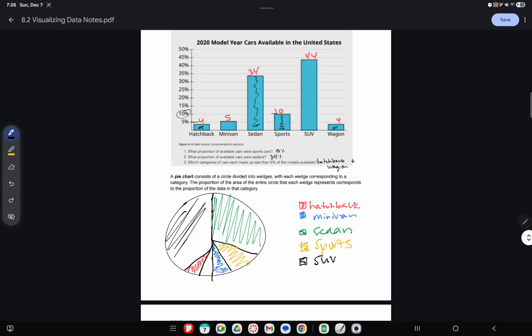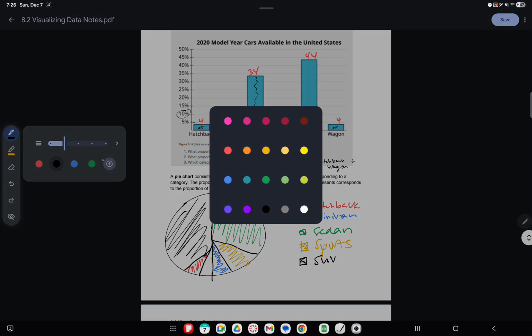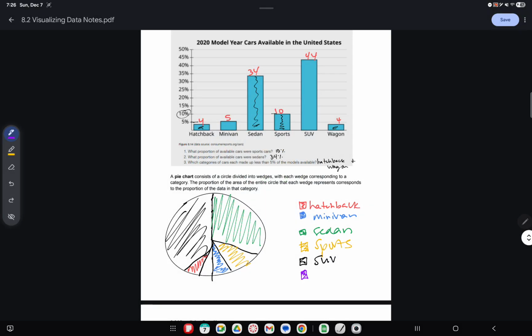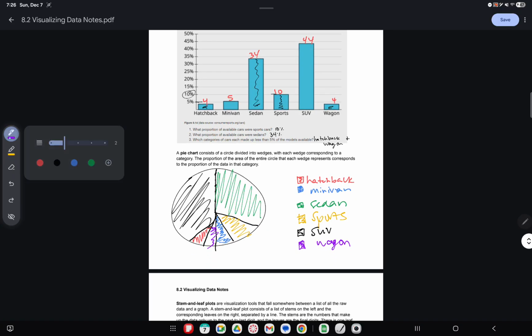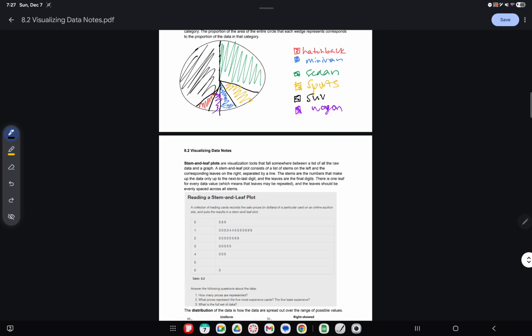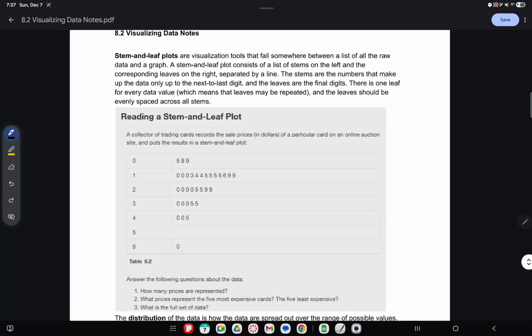SUV is 44%. And that last one, I don't have purple. Wagon, 4%. So you can see which one takes up the bigger chunks, right? Another way we could look at data is a stem and leaf plot.